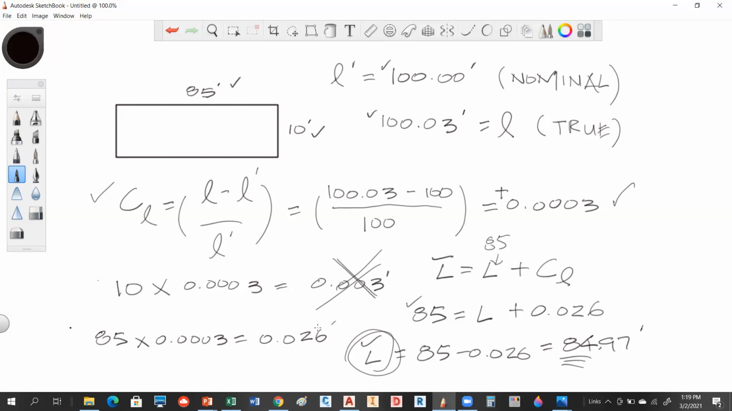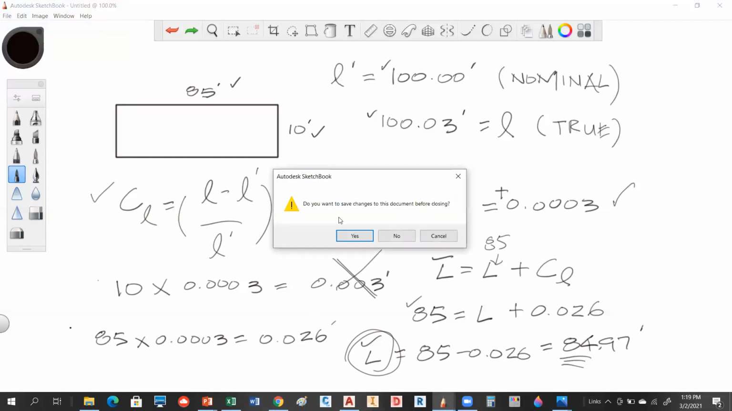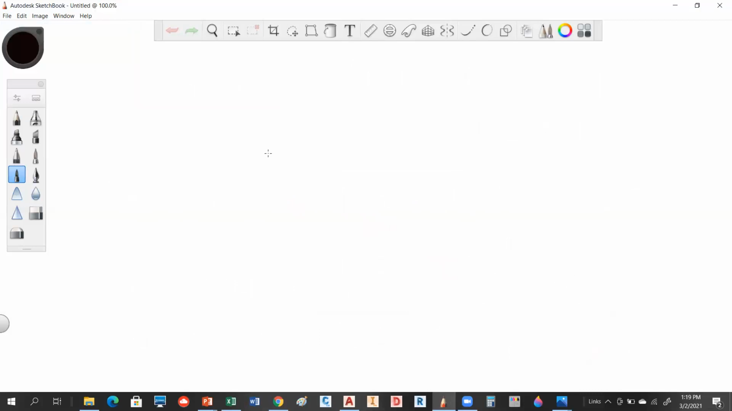Okay, so let's look at 13. It's basically very similar. It says you've got a steel tape chain that's known to be 100 feet. Let me erase this. So I'm going to start writing this down. We're assuming that we're using a 100-foot surveyor's steel tape. That's my nominal distance. But he just told us in this problem that it's actually 100.03. So that's the true value of this tape.